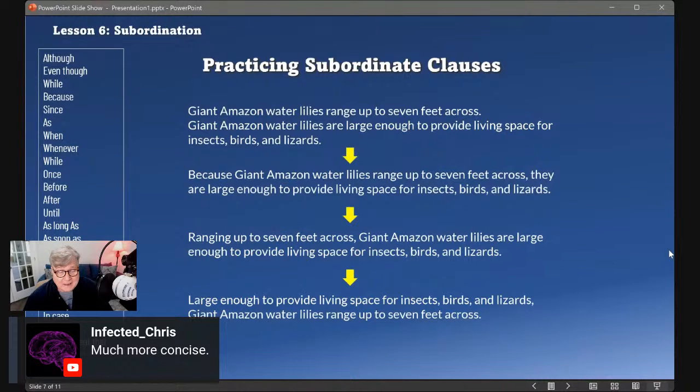And here we have an adjective phrase, kind of like an absolute almost. Large enough to provide living space for insects, birds, and lizards, giant water lilies range up to 7 feet across. So one of the sentences puts the emphasis on the fact that they're hosts to a variety of animals. The second sentence puts the emphasis on their 7-foot girth. And you're able to do either because you now have options for how to combine parts of a sentence together. And that's the big takeaway from this. You now have options.